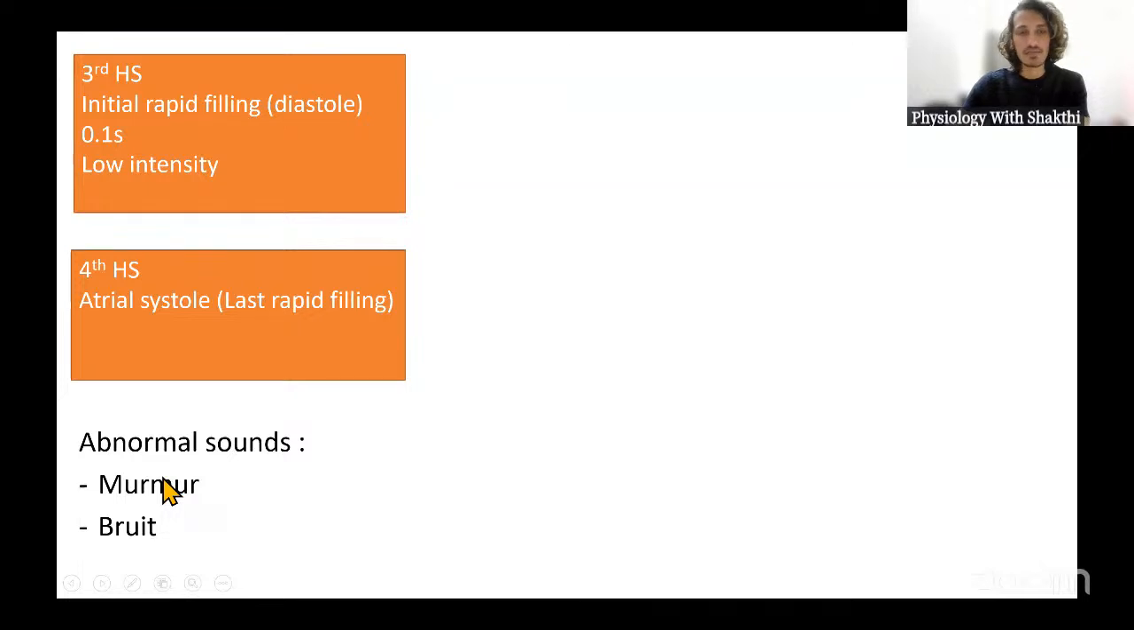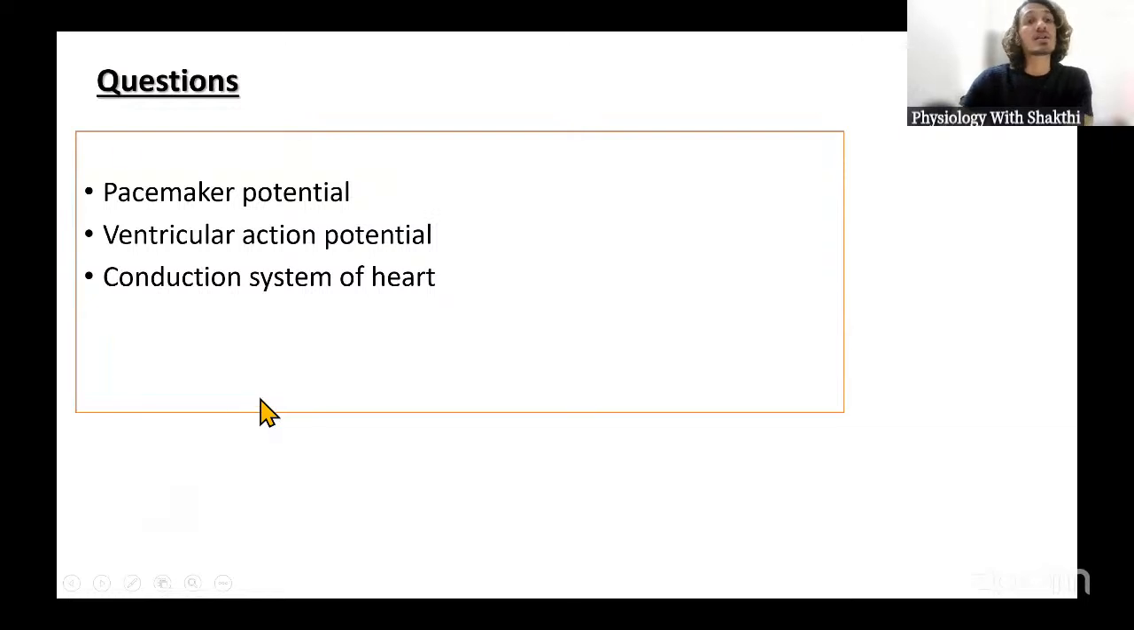Okay, so because of some abnormality where there's some stenotic valve or there is some sort of regurgitation happening, because of that, there will be some abnormal sounds that can be there. That is your murmur.